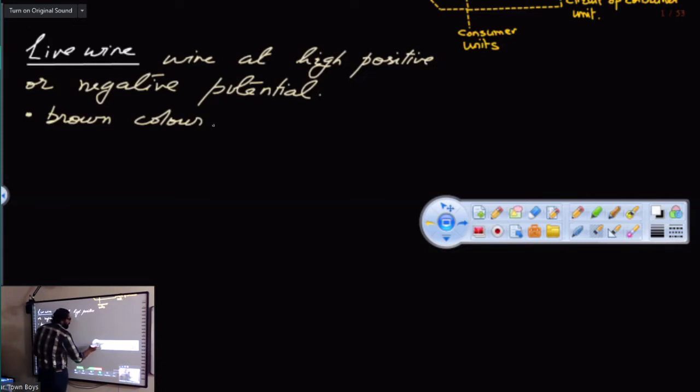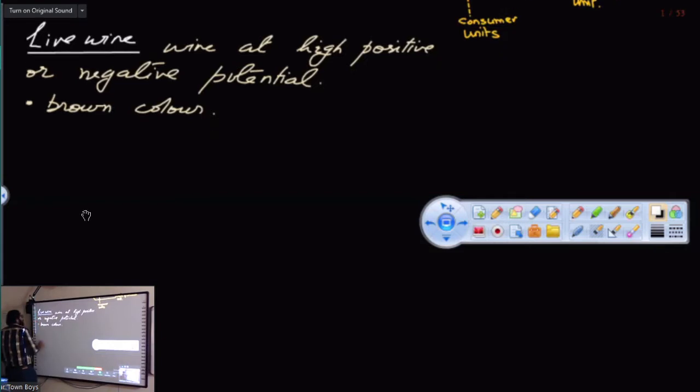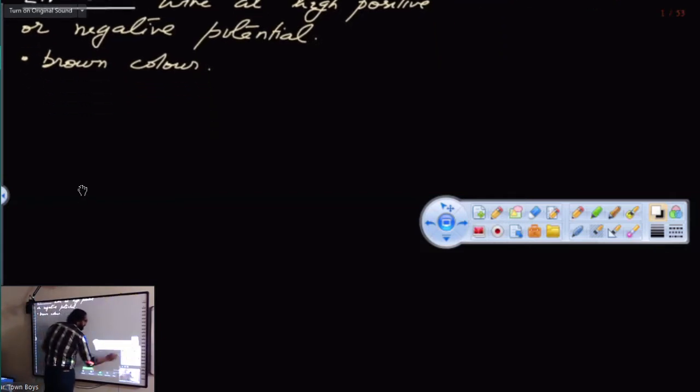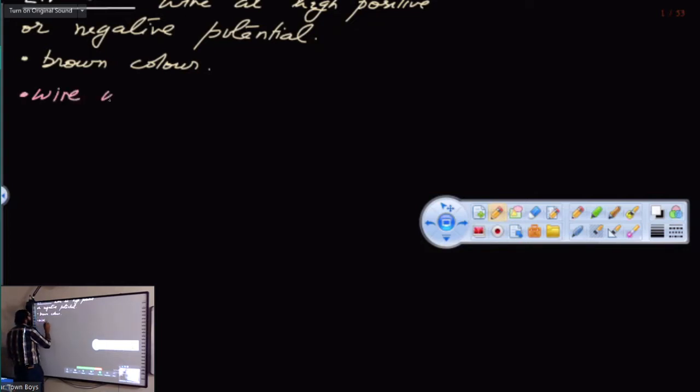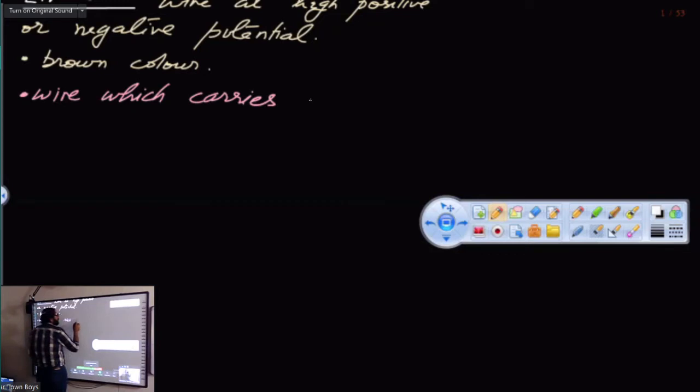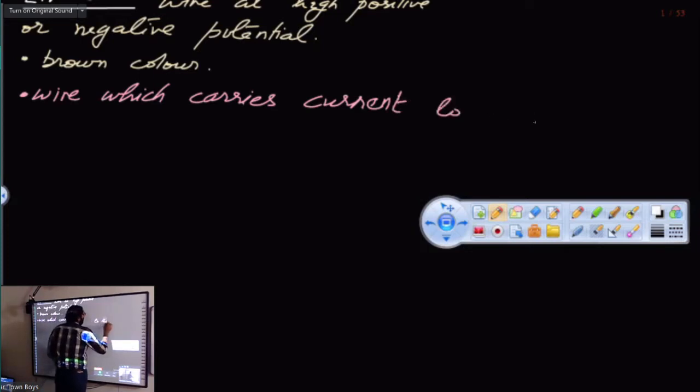Then we have the second part, and just for your knowledge, this is the wire which carries current. Just a second, Mustafa. Current to the electrical component.